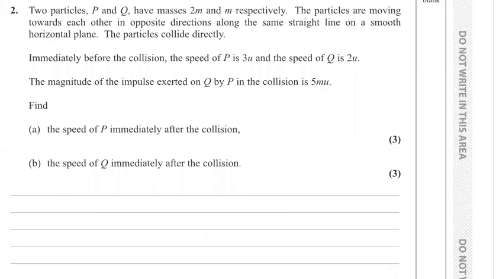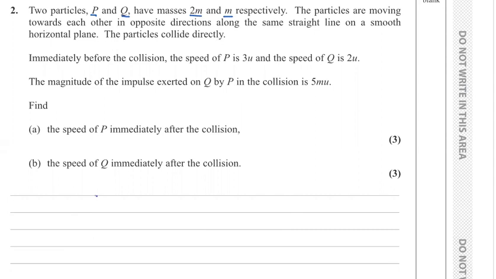Now we are going to do the second question of M1 January 2021. The question is: two particles P and Q have masses 2m and m respectively. The particles are moving towards each other in opposite directions along the same straight line on a smooth horizontal plane. The particles collide directly. So let's draw the diagram first.